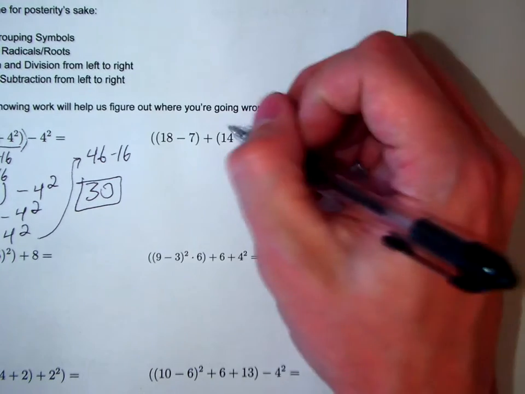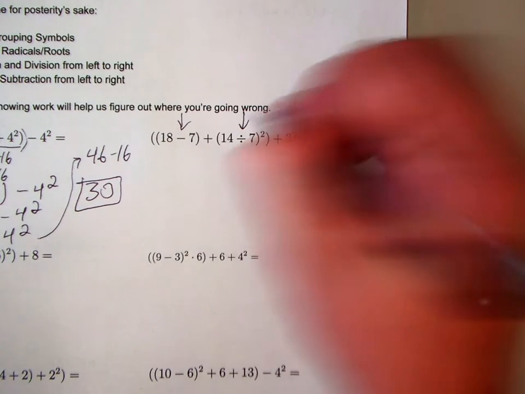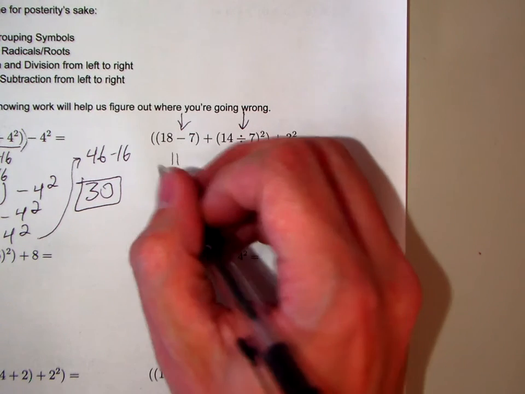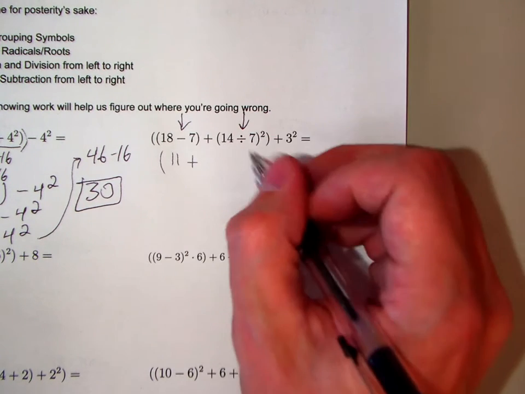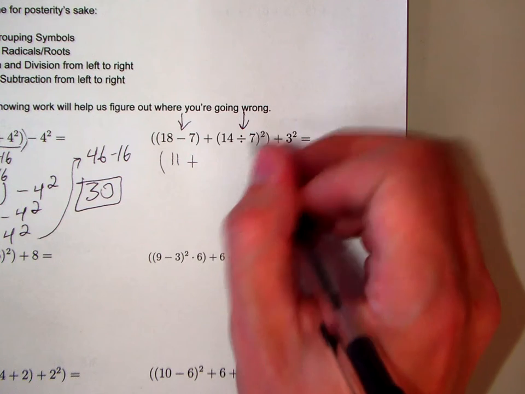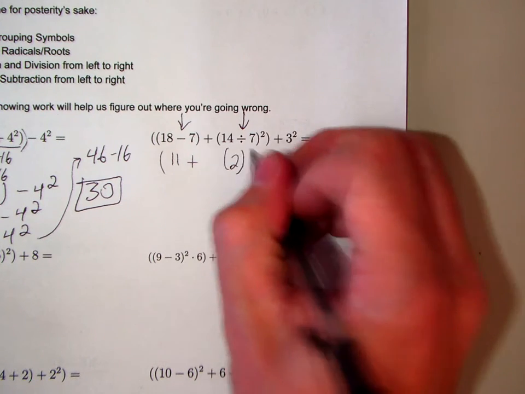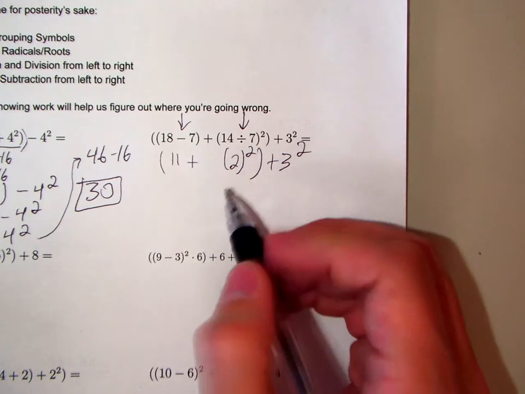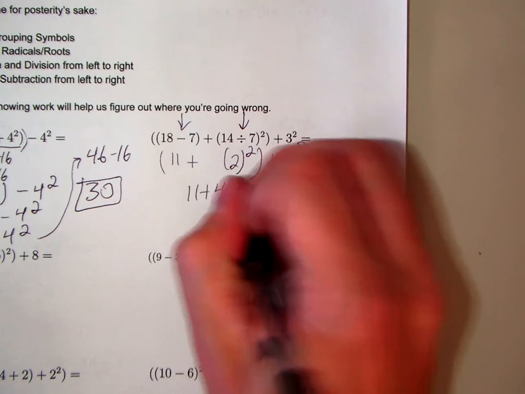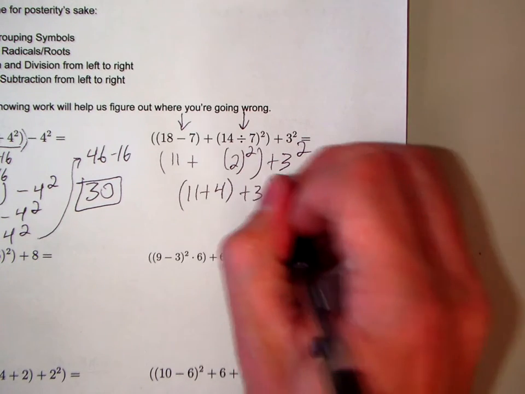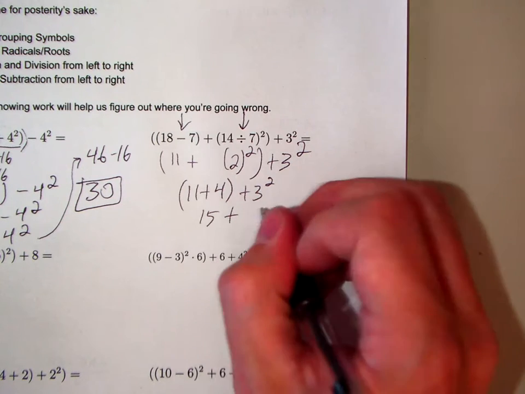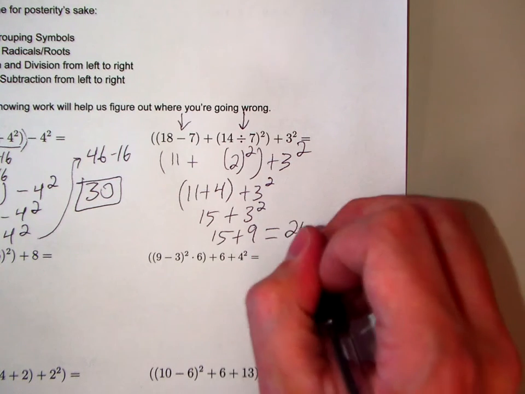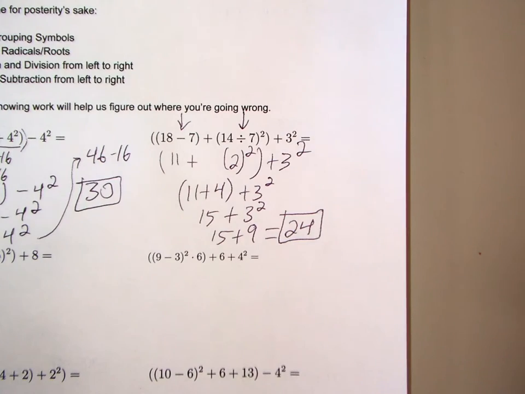Here, the innermost layer of parentheses, there's 2 of them. We can do those at the same time. 18 minus 7 is 11. And we add to this 14 divided by 7 squared. So 14 divided by 7 is 2. And when we square this, 2 times 2 is 4. So it becomes 11 plus 4 plus 3 squared. 15 plus 3 squared, which is the same thing as 15 plus 9, which gives us 24.